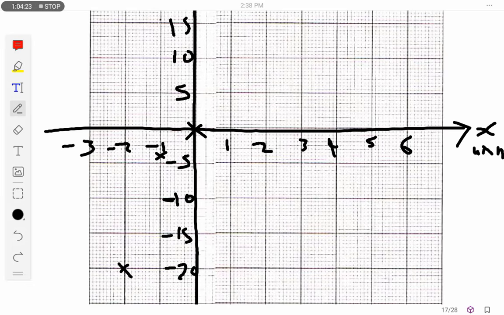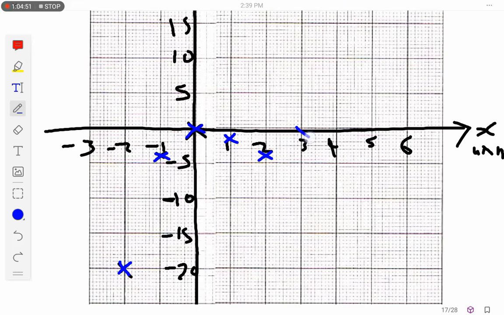I should have used a different color here. Let me just change the color so that you can see the points. Then from 0, 0, we have 1 and minus 2. Minus 2 will be close to 1 here, like that. And then we have 2 and minus 4, so it's just below here. Then we have 3 and 0.